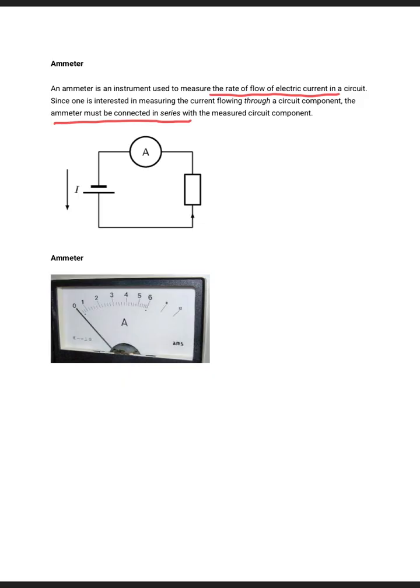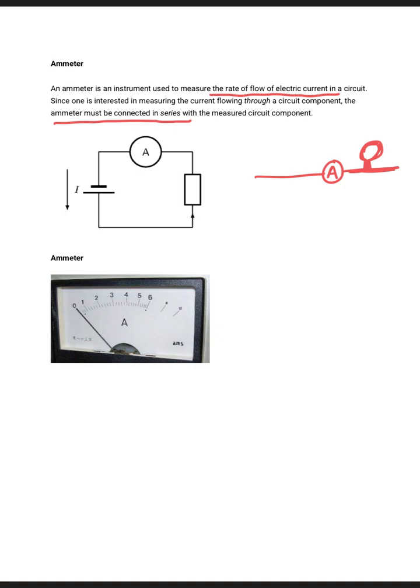Whatever we want to measure, we must make sure that we connect the ammeter in series. For example, this will be the ammeter. If we want to measure the current flowing through the bulb, it means we must make sure that the ammeter is in series with the bulb, right? So it's very important to remember that. Here is the picture of the ammeter. The ammeter must be in series in order to be able to measure whatever current is flowing through that wire. Very important to remember that.